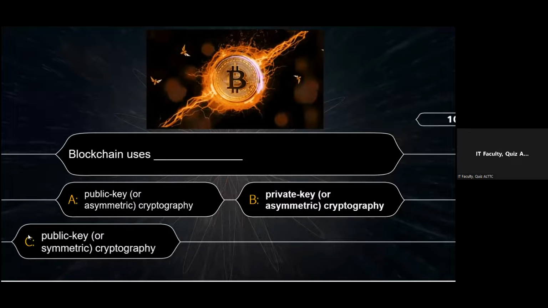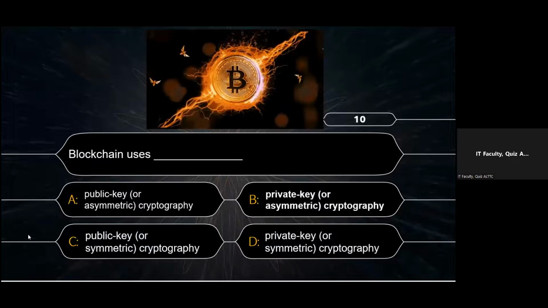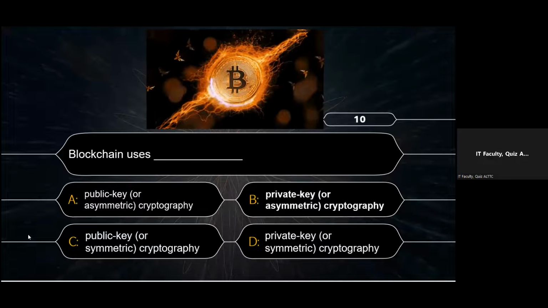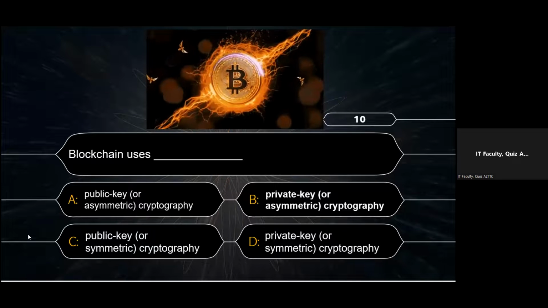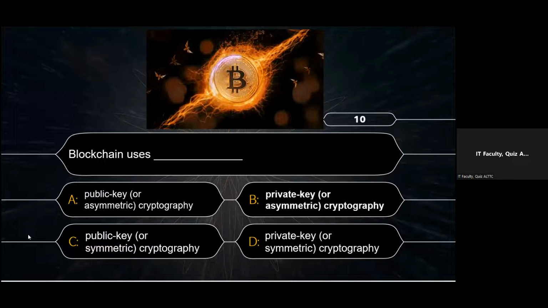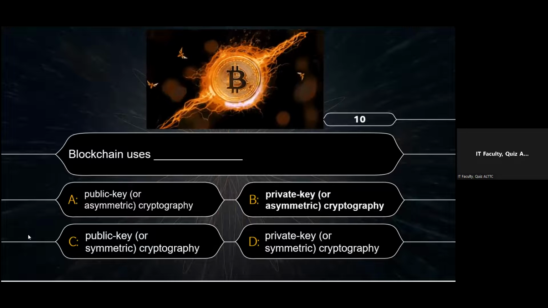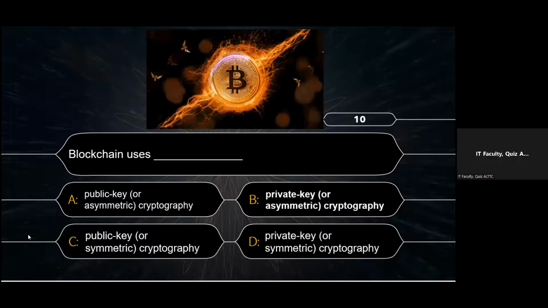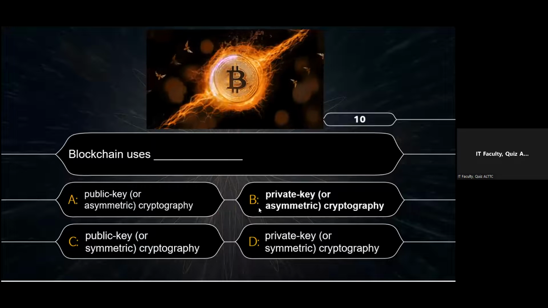Here the question is: blockchain uses dash. So you have to answer what kind of cryptography blockchain uses. Is it A, public key or asymmetric cryptography? Is it B, private key or asymmetric cryptography? Is it C, public key or symmetric cryptography? Or is it D, private key or symmetric cryptography? So you need to tell us what blockchain uses.